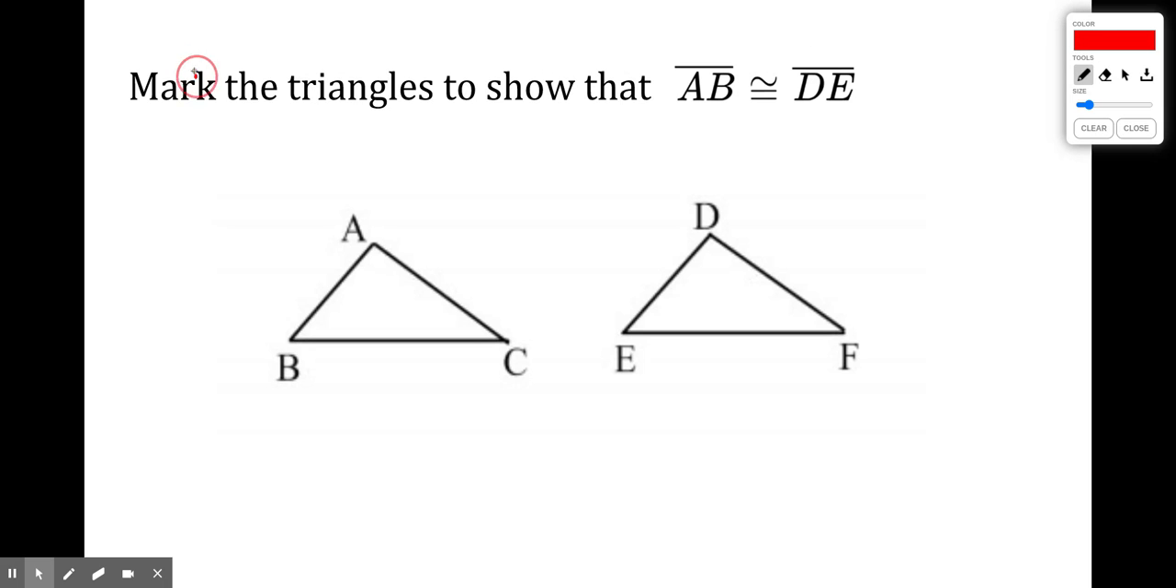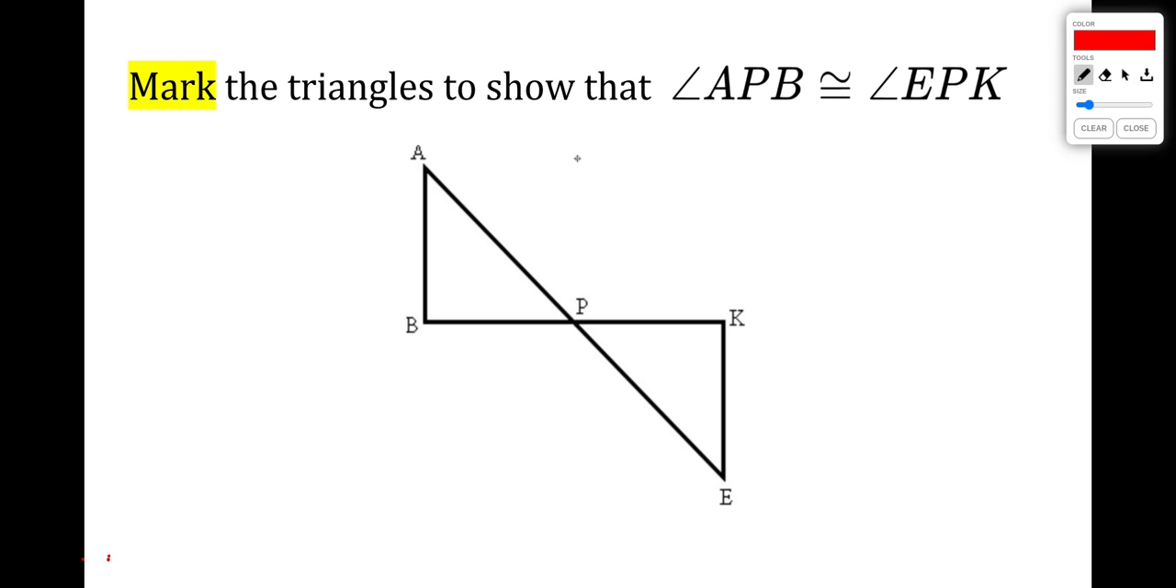In this one, it says to mark the triangle to show that AB, and this indicates segment, maybe you remember that, segment AB is congruent to segment DE. So I'm going to mark them off. When we're talking about triangle congruence or congruence in general, when we say the word mark, it just means you do this. On the other end of that, if you saw these marks, they tell us that AB is congruent to DE.